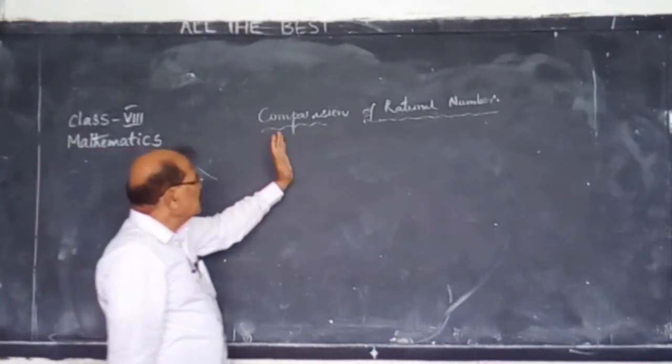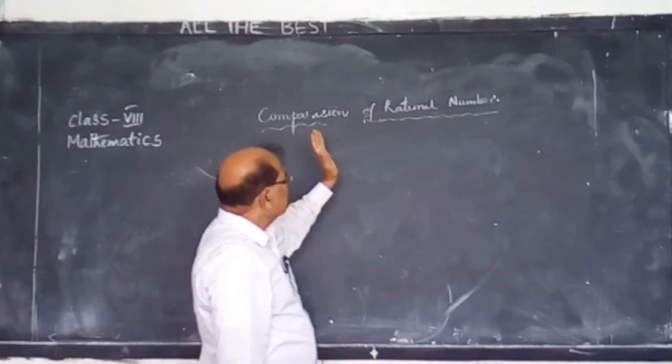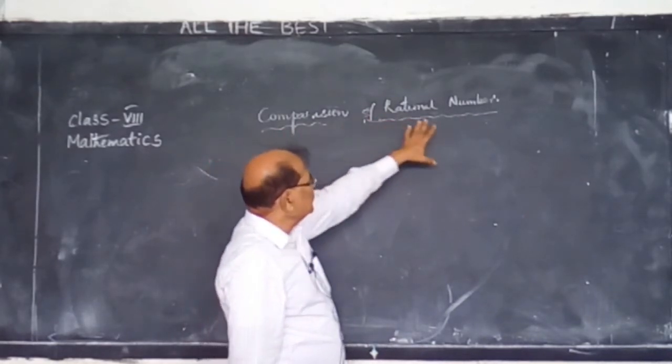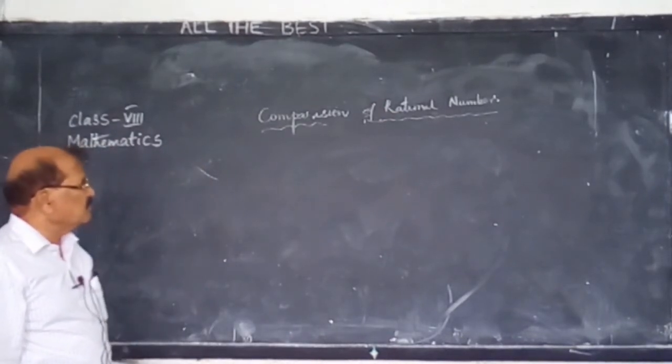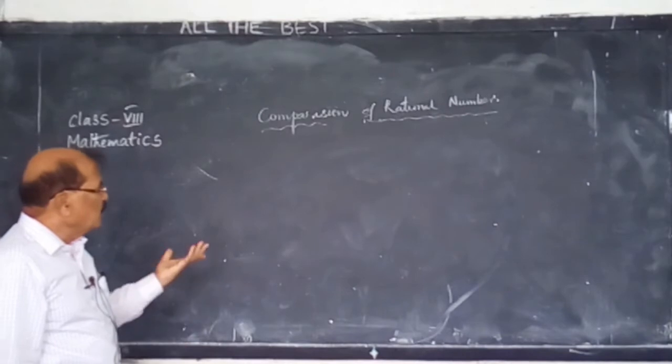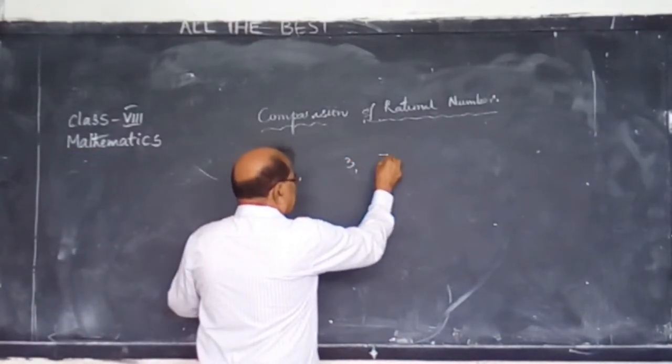Now today we are learning one of the properties of rational numbers. We are comparing the rational numbers, comparison of rational numbers. So how do you compare natural numbers? For example, take 3 and 7.